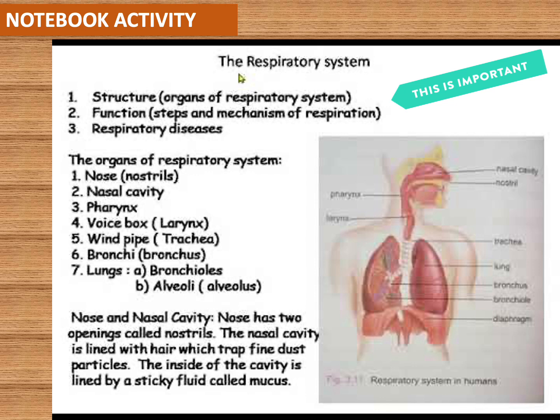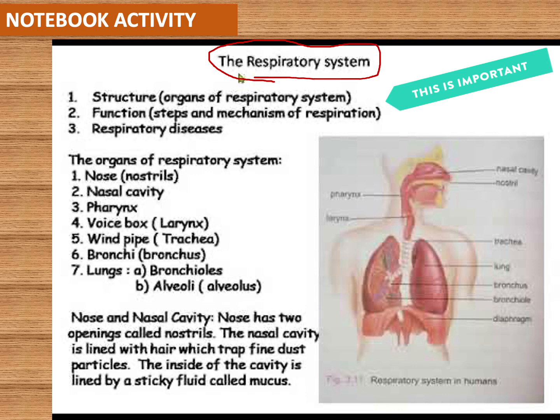So the respiratory system involves a system. As you remember, children, a system is an organ system. So which organ system? Respiratory system. A group of organs, they will make this system. So it is not only one organ, a group of organs, right?